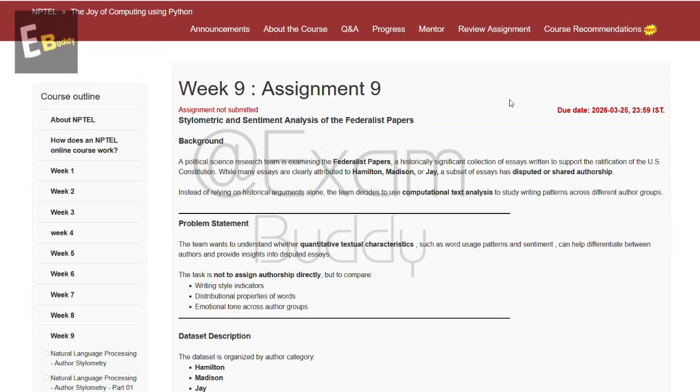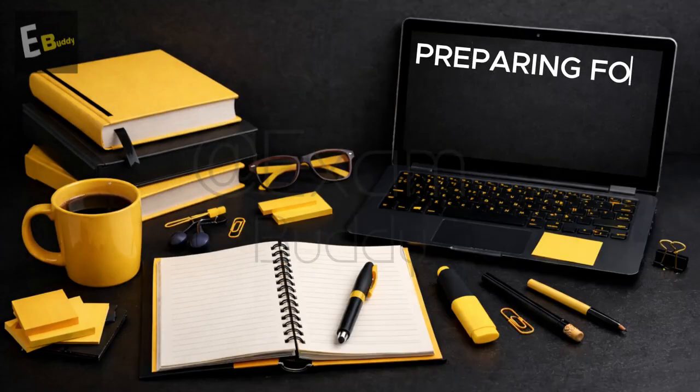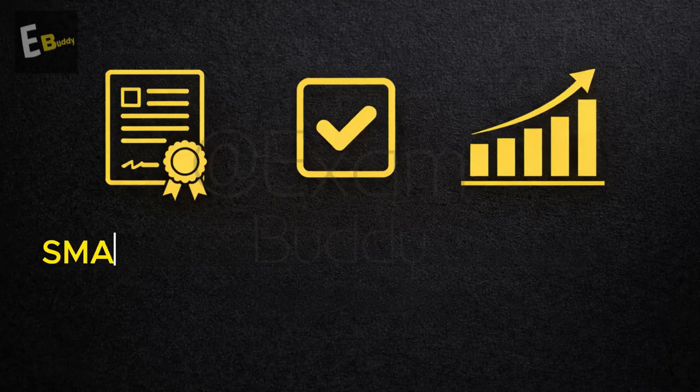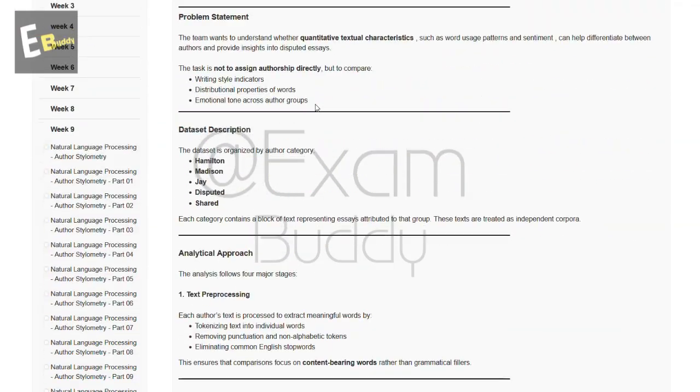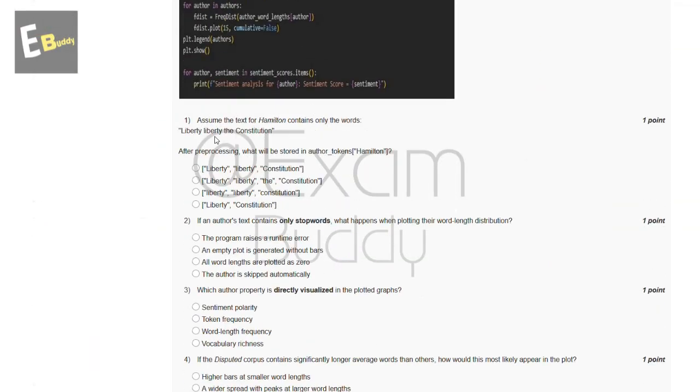Now let's do our assignment for The Joy of Computing using Python, week 9, assignment 9. So the first question is: assume the text for Hamilton contains only the words liberty, liberty, the, constitution. After pre-processing, what will be stored in author_tokens_Hamilton? So these are the options, and the answer to our first question is A.